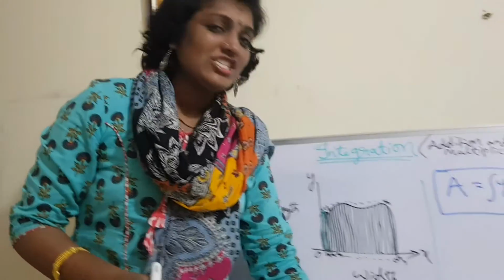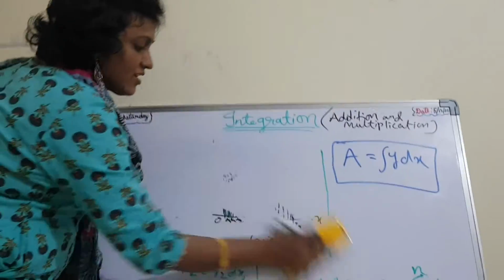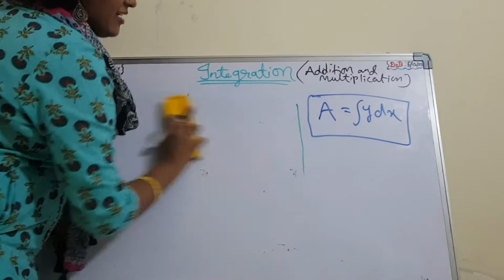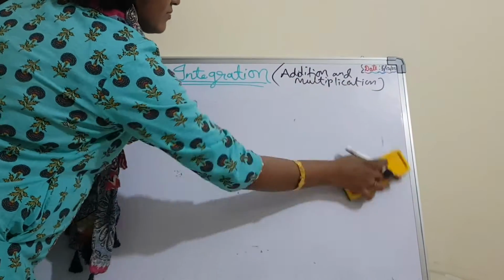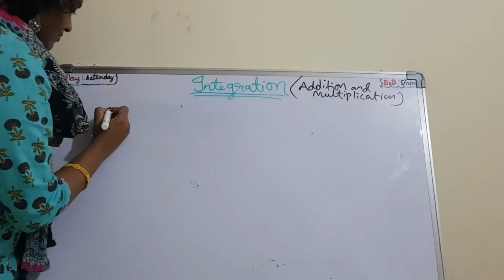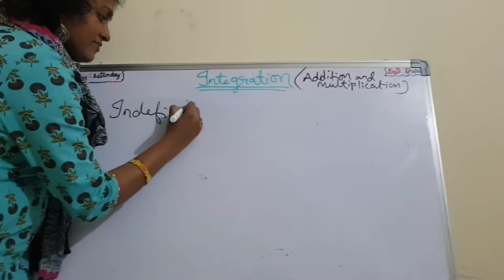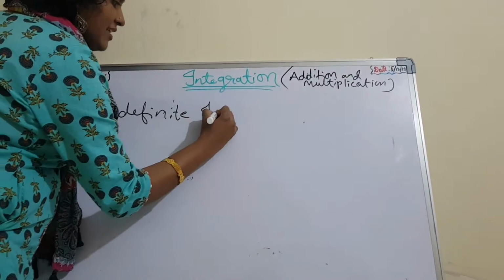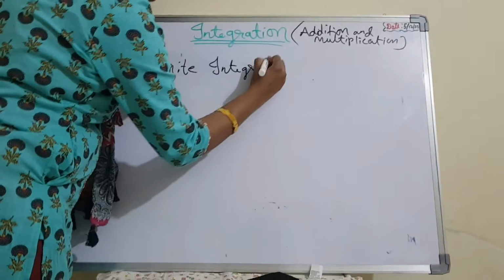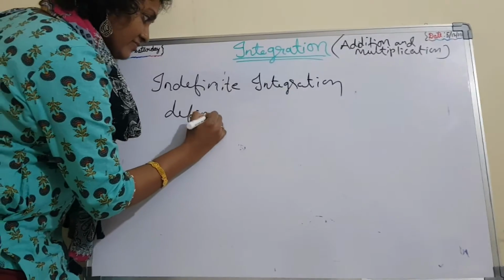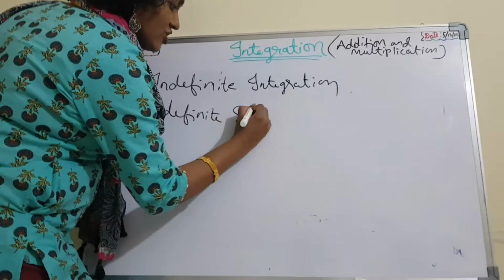In integration we have two types: indefinite integration and definite integration.